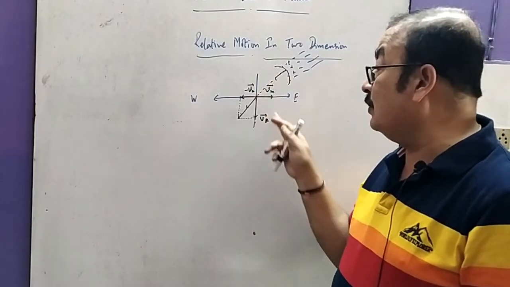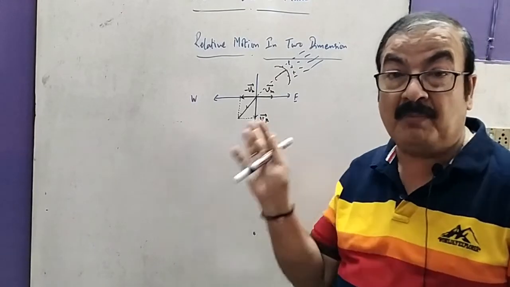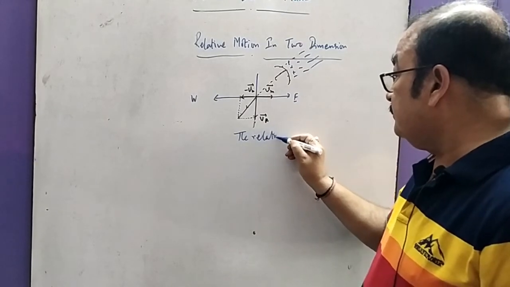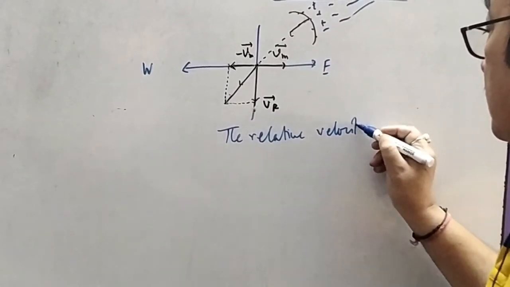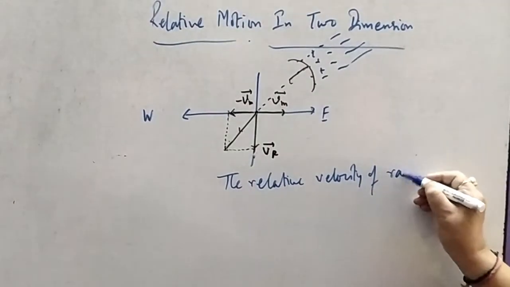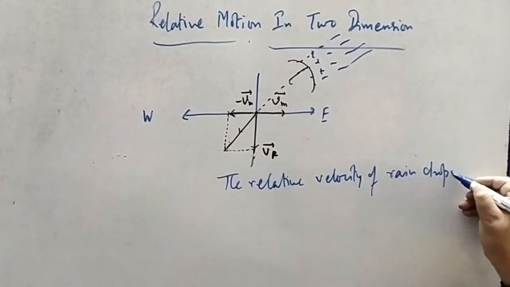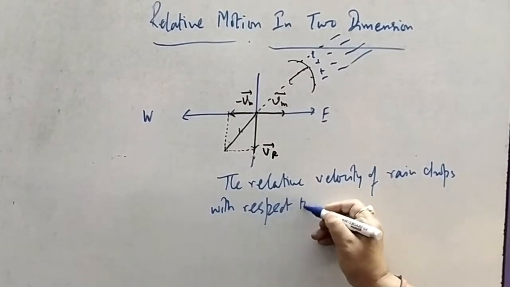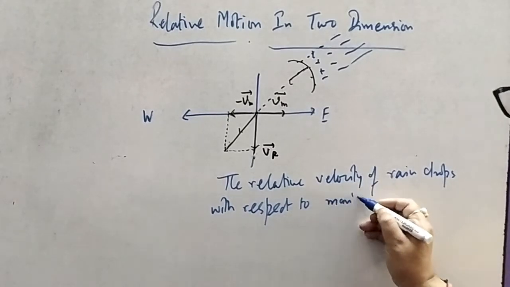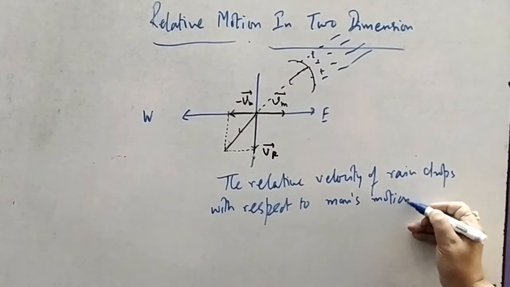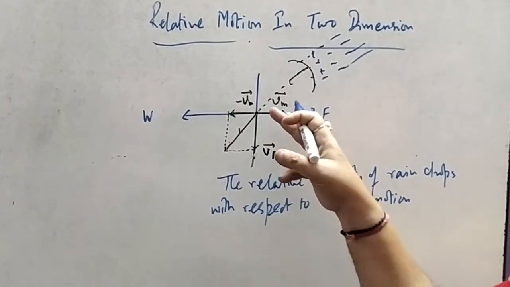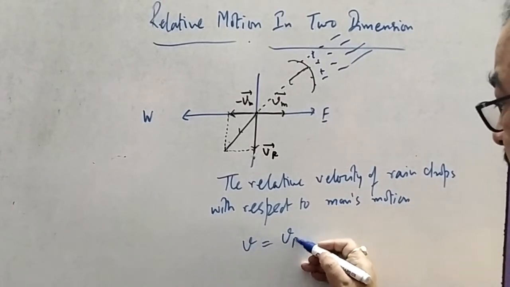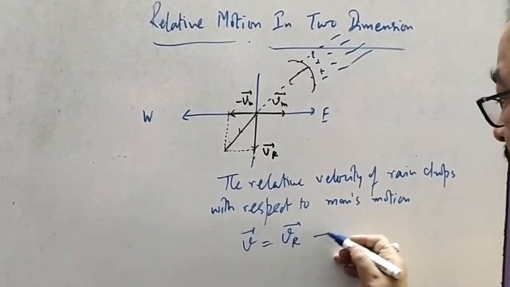So I have to subtract my velocity from the rainwater's velocity. That means the relative velocity of a raindrop with respect to the man's motion. I am considering my motion as the man's motion because my velocity is Vm. And we write V equal to Vr minus Vm.